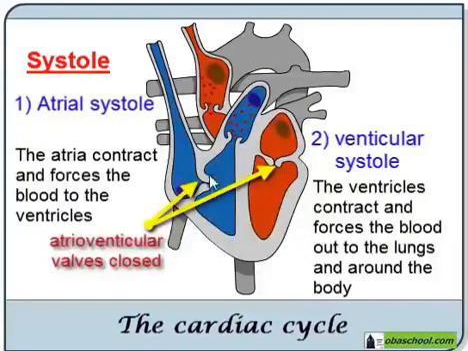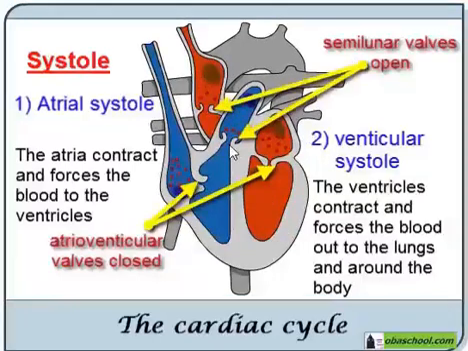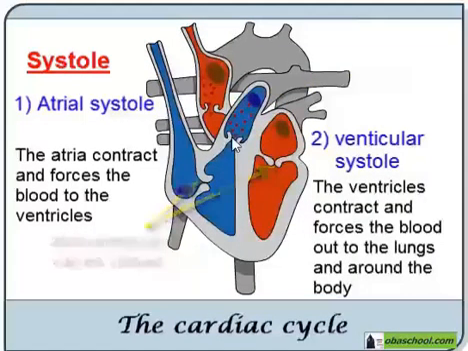During ventricular systole, the atrioventricular valves are going to be closed in order to prevent the backflow of blood into the atria due to the contraction, or else if they didn't close, blood will flow back into the atria due to the contraction of the ventricles. And obviously the semilunar valves are going to be open during ventricular systole so that the blood can rush into the aorta and the pulmonary artery.